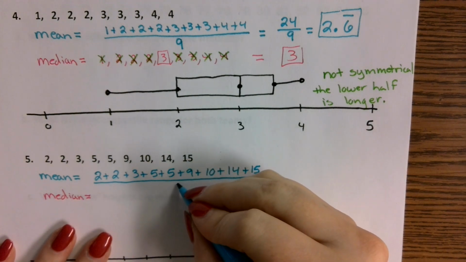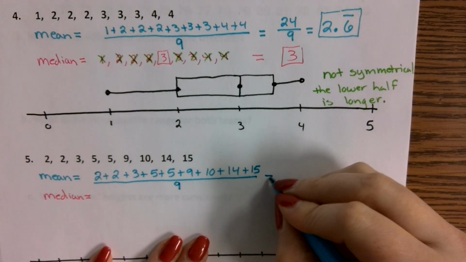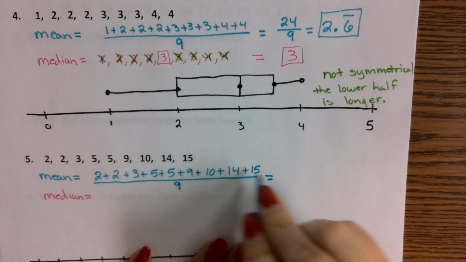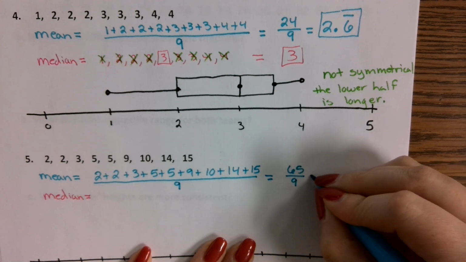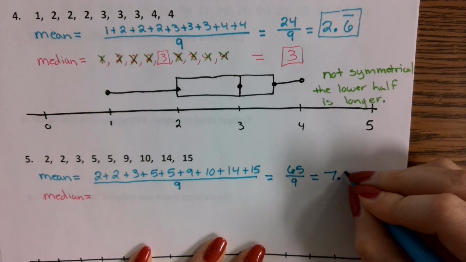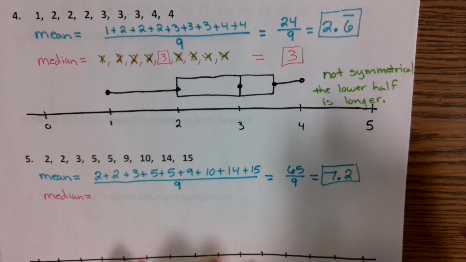9 numbers. Thank you, Vincent. There are 9 numbers to divide it by. So when we add all of this together, it gives us 65. And then 65 divided by 9 is 7.2 for the mean.